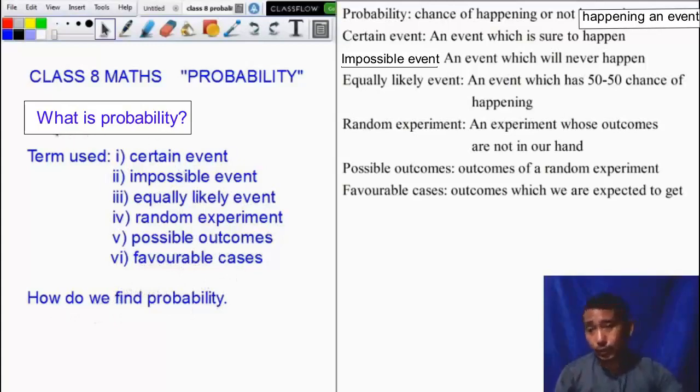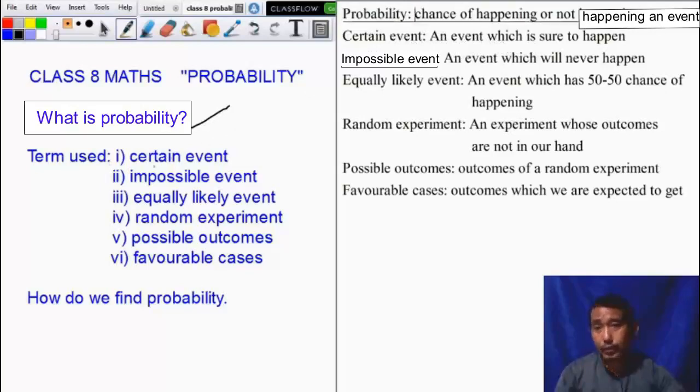So if we go for a definition of what is probability, in the simple sense, we can say that probability means chance of happening or not happening an event. So that's not something hard or difficult to understand. Probability means chance of happening or not happening an event. Not only happening, but even for not happening an event also, that chance is called as probability.